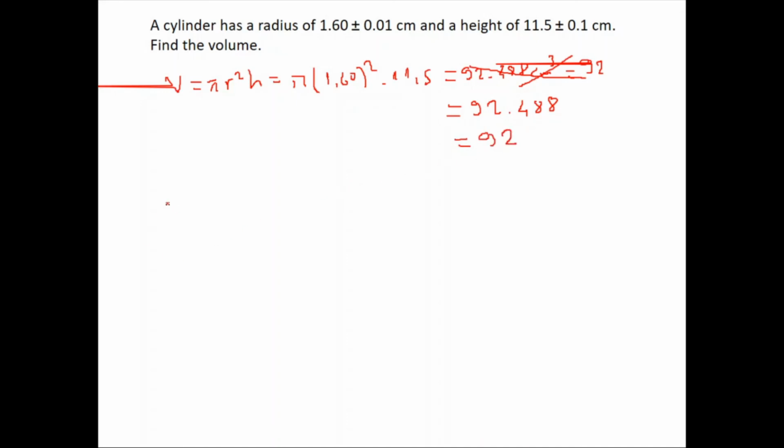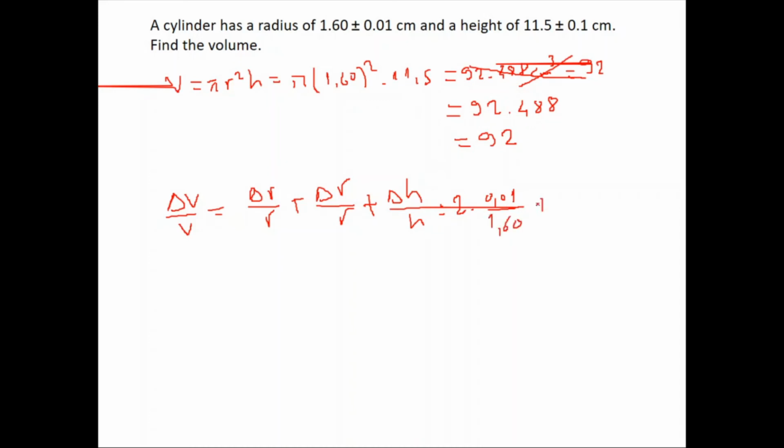And now let's look at the uncertainty in volume. Delta V over V is going to be equal to 2 times delta R over R, because V is pi r squared h, so we have 2 of delta R over R, plus delta H over H. So in this case, this is going to be equal to 2 times delta R is given 0.01 divided by R is 1.60, and plus delta H over H. Delta H is equal to 0.1 divided by H, 11.5.